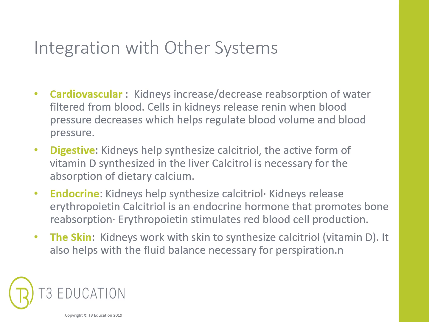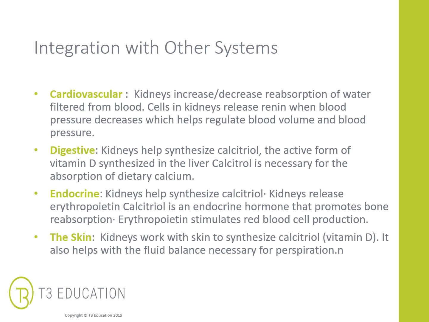It also has a digestive role. So we talked about this synthesis, this creation of the hormone calcitriol, and that's the active form of vitamin D. Synthesized in the liver, it is necessary for the absorption of dietary calcium. So if we're eating calcium-rich food, it's not doing us any good unless we have that calcitriol, which helps us then to absorb and use that calcium. So it works hand in hand with the digestion of those foods to make sure that we can absorb what we need.